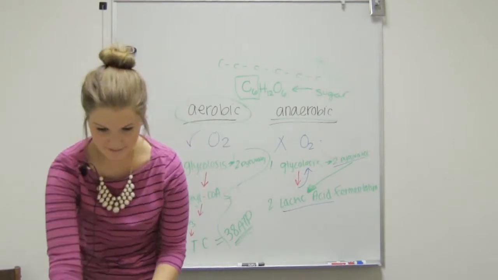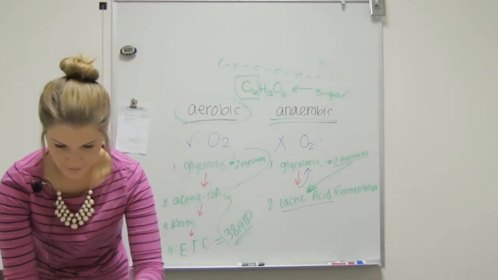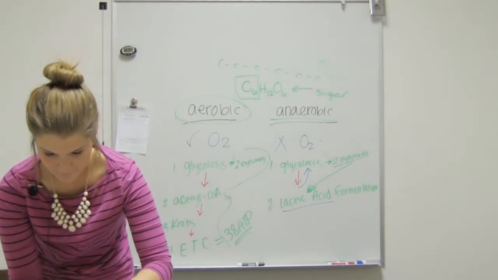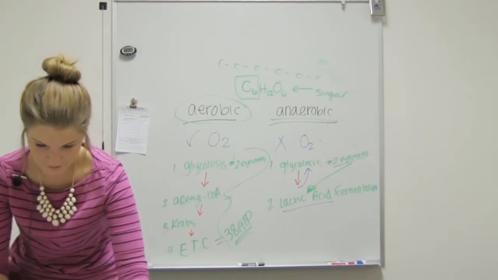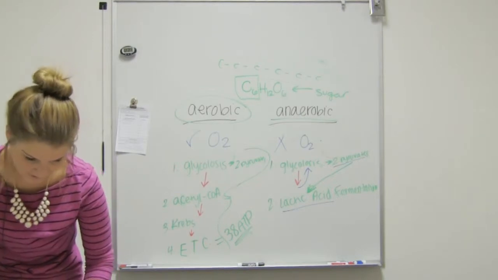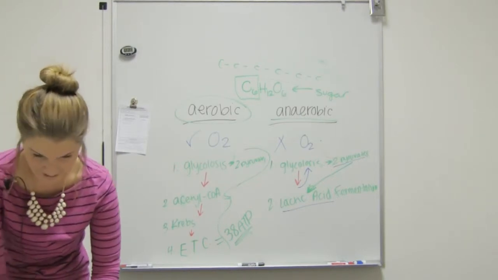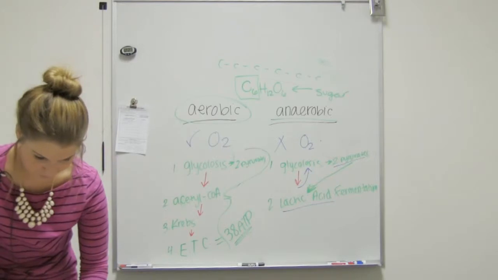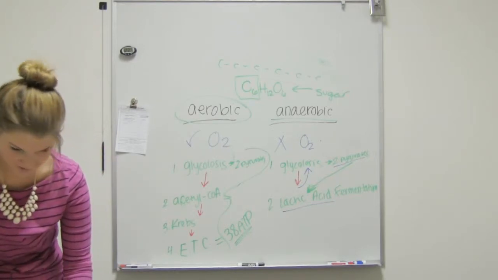So here's glycolysis. We have 4 subtypes, but after glycolysis, we do either lactic acid or acetyl-CoA, and then Krebs.